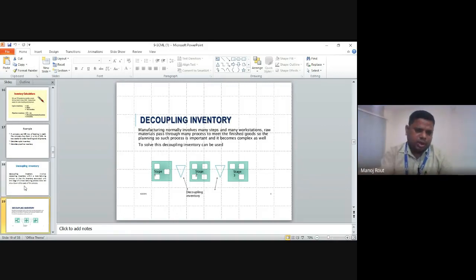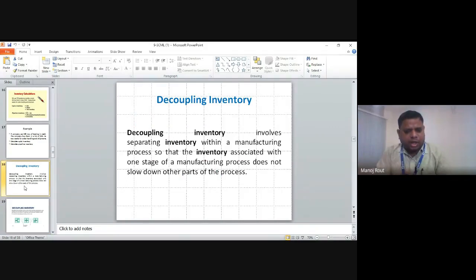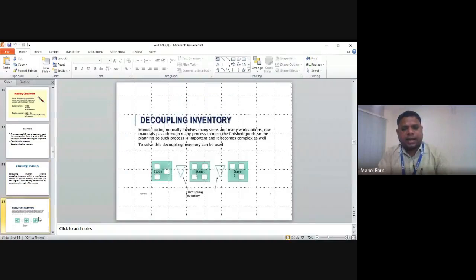As I told you, it involves separating the inventory within the manufacturing process so that inventory associated with one stage does not slow down the other process. That means, whenever stage one is very slow compared to stage two, and you introduce decoupling inventory, it doesn't affect the previous process and it smooths the operation of raw material passing through stage one, stage two and stage three sequentially. That is the concept of decoupling inventory.